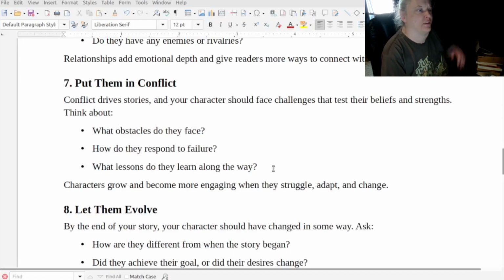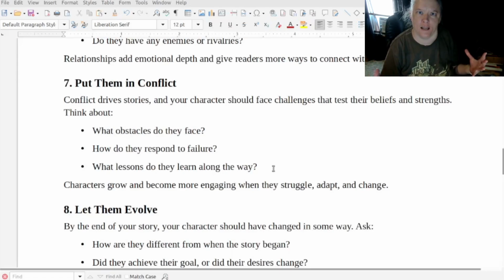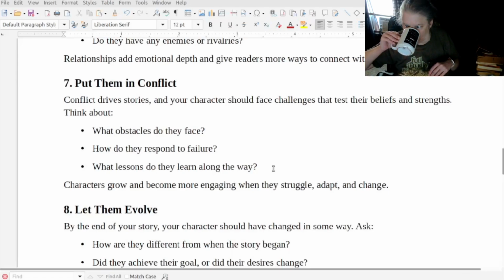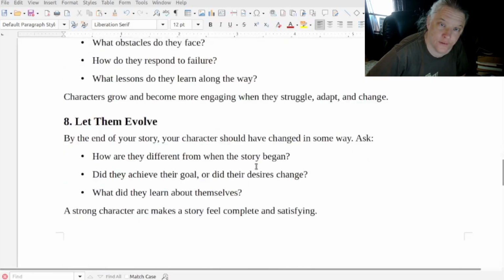Your character should not be the same at the front of the story as they are at the end of the story. There should be growth and change and learning. Very important. So, 8. With that in mind, you must let your character evolve.